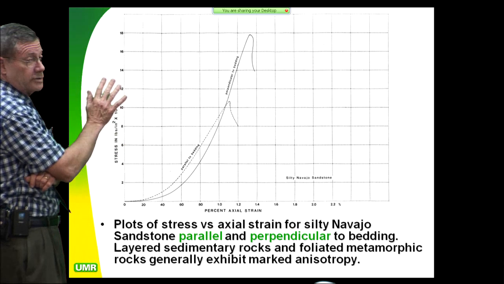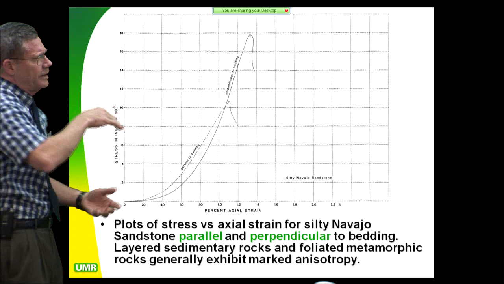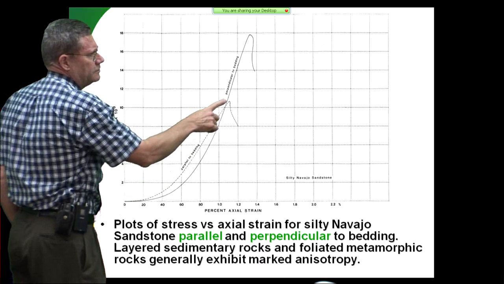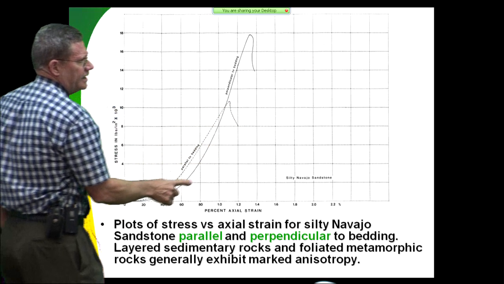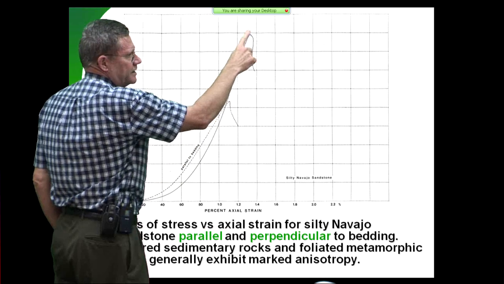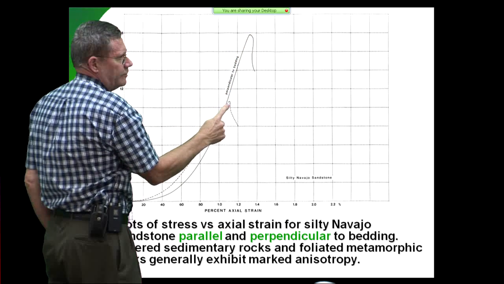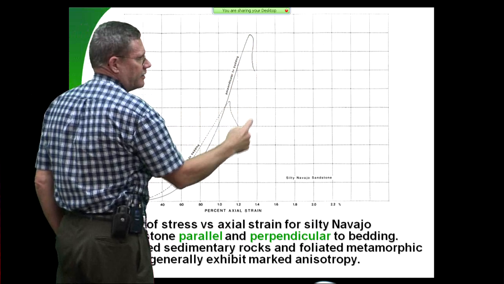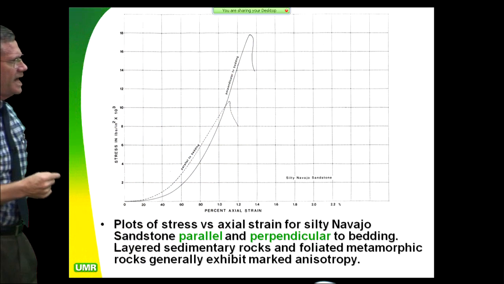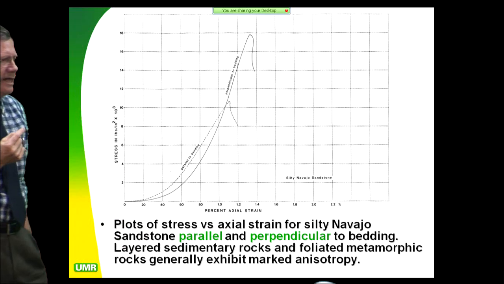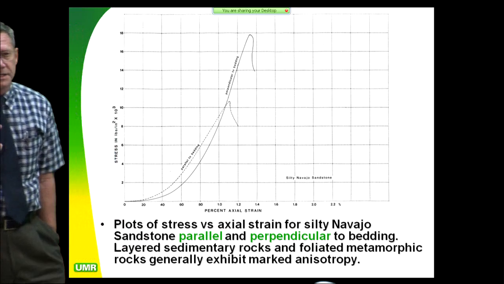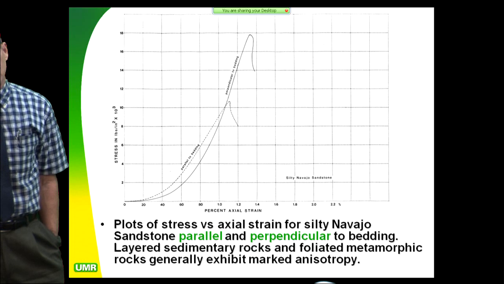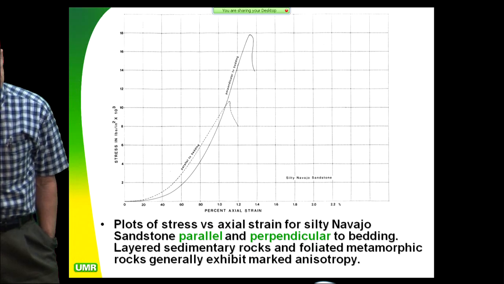Then when I started testing these things, here I'm looking at axial strain for silty Navajo sandstone. That's the real strong basal unit at the bottom of the formation. What I'm doing here is testing it parallel to bedding, which is not as strong, and the solid line is perpendicular to bedding. You see, perpendicular to bedding is much stronger than parallel to bedding, by about another third, and the limiting strain is also greater. That shouldn't surprise us, because layered sedimentary rocks and foliated metamorphic rocks are always going to exhibit some anisotropy. That's crucial when you start looking at rock slides and slope stability issues. You have this anisotropy.